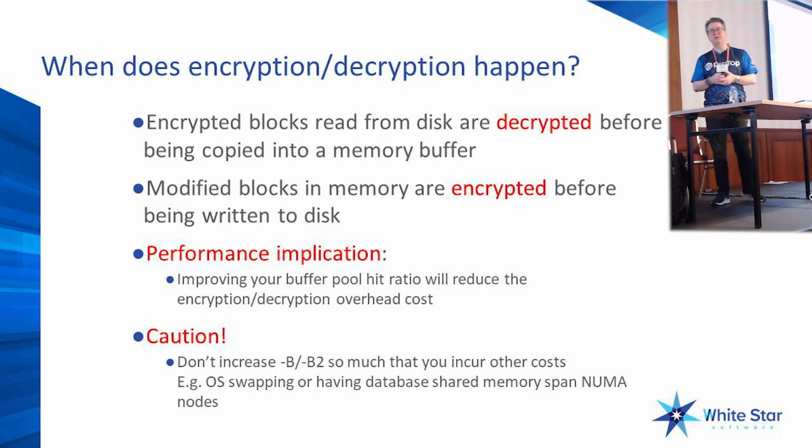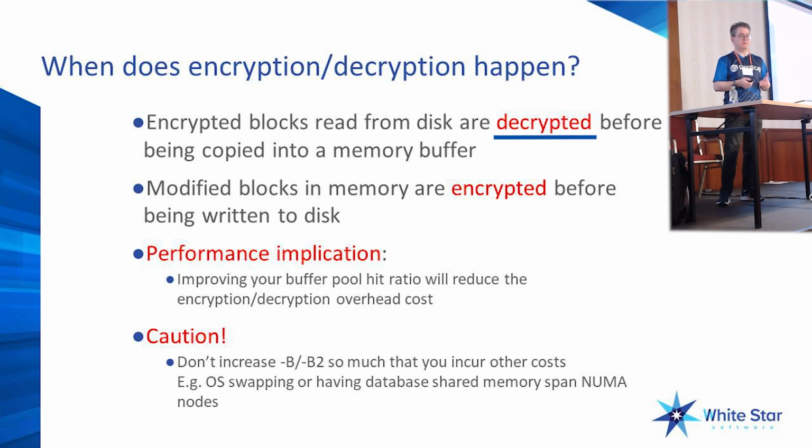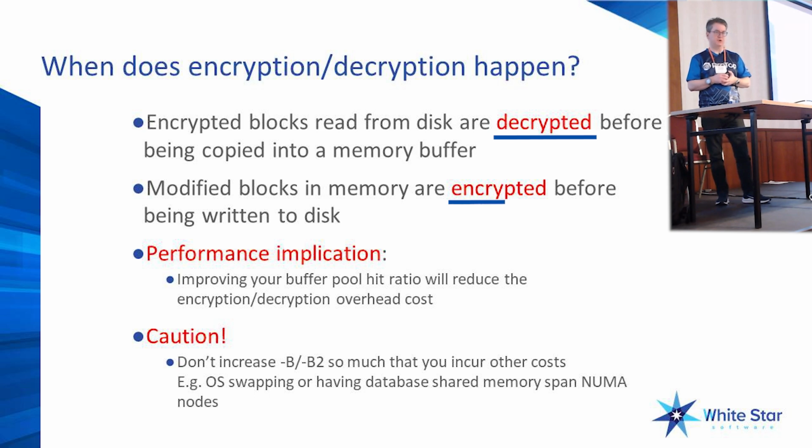So when does encryption happen? It happens at the I/O level when blocks are read and written on disk. So if an encrypted block is read from a data extent into the buffer pool, that's when decryption happens. If a block in an object governed by an encryption policy is modified in the buffer pool, and then it's later written out to disk, it's then encrypted under the current policy. So there's a clear performance implication here.